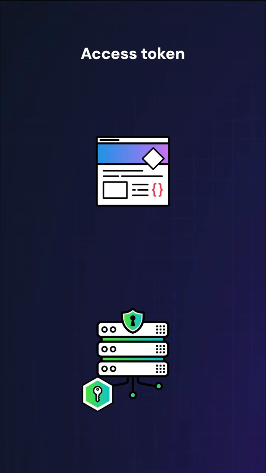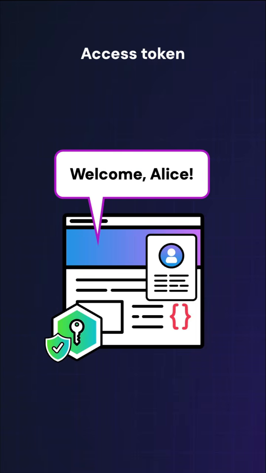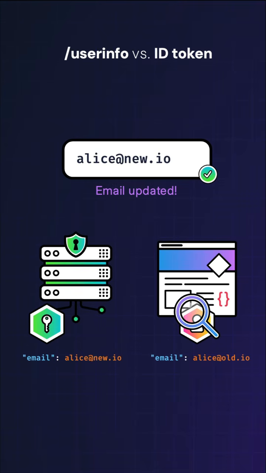Finally, the client can use an access token to authorize a request to the authorization server's user info endpoint to validate the token and fetch the user's current profile data. This requires a network request, but can provide dynamic or timely info because the ID token only contains data from the specific moment authentication took place.